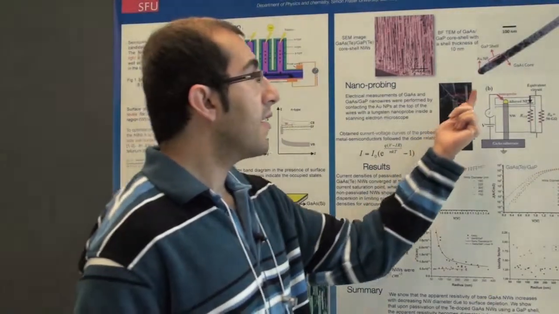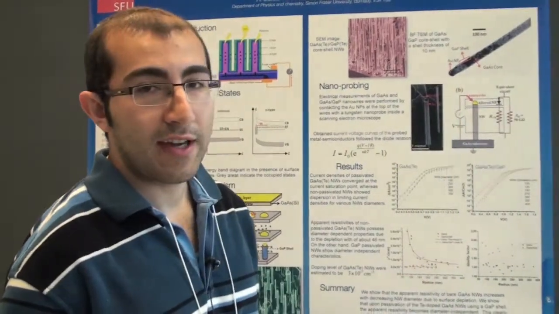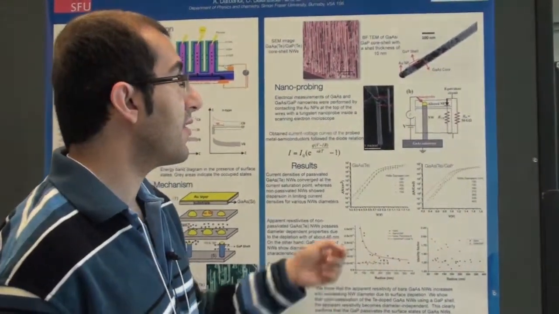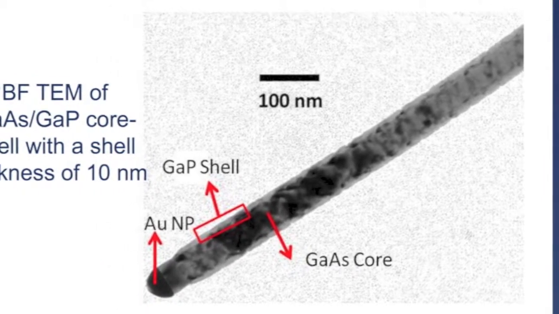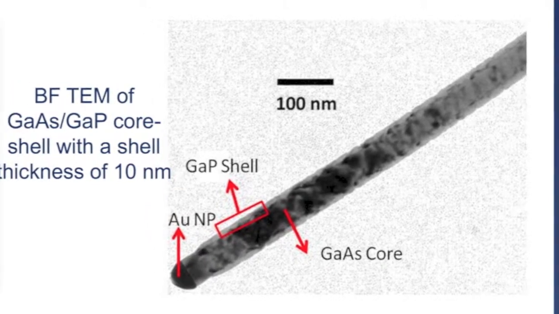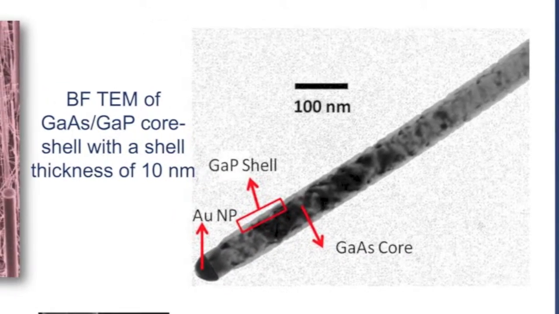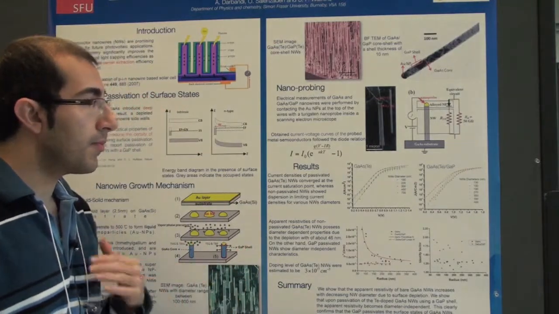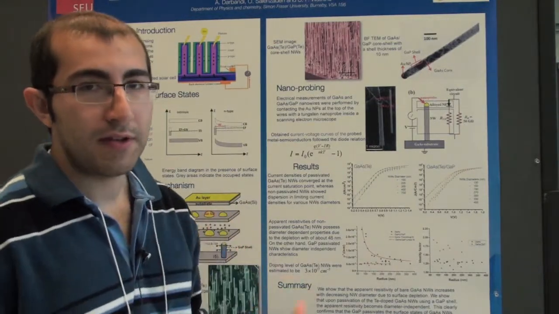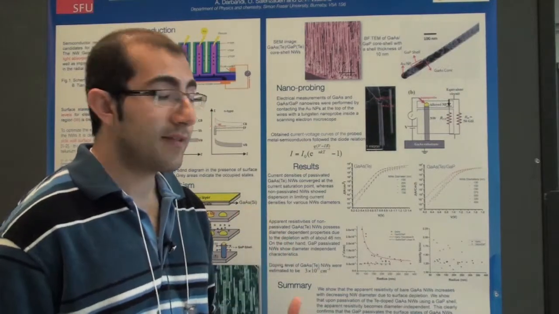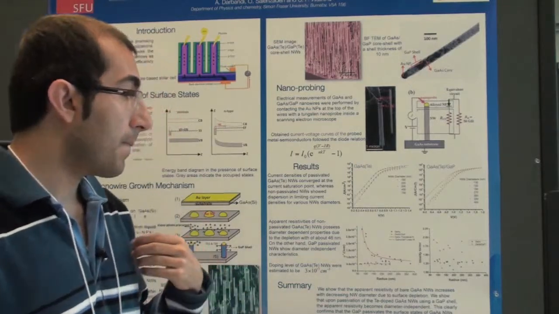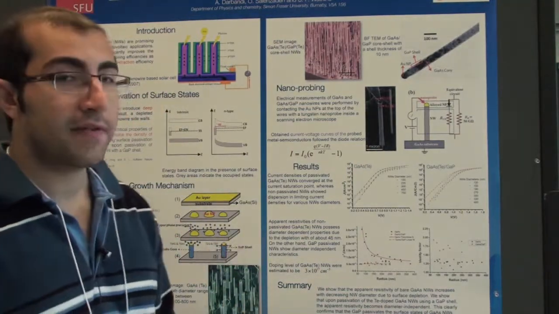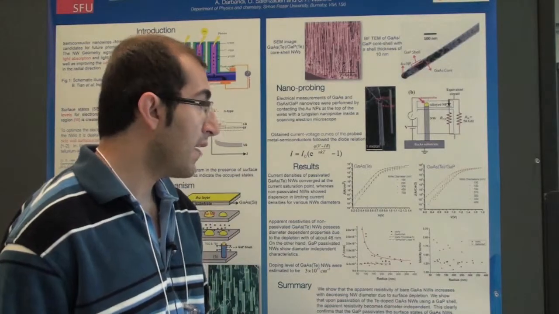And the next here shows the TEM image of the gallium arsenide gallium phosphide core shell nanowires. You can see the gold particle and a very thin shell of gallium phosphide all around the core with a thickness of 10 nanometer. And to prove that we reduce the density of surface states, we use electrical measurement to analyze the ideality factor and resistance of these wires.